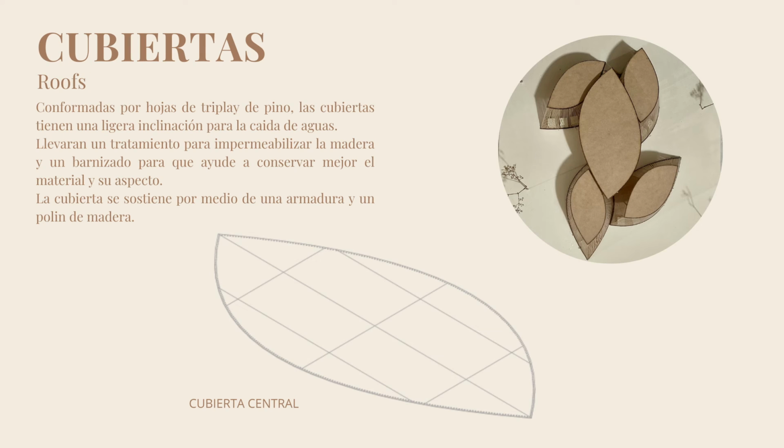The roofs. Made of pine plywood sheets, the roofs have a slight slope for the fall of water. They will carry a treatment to waterproof the wood and varnish to help better preserve the material and its appearance. The roof is supported by a frame and a wooden pawling.